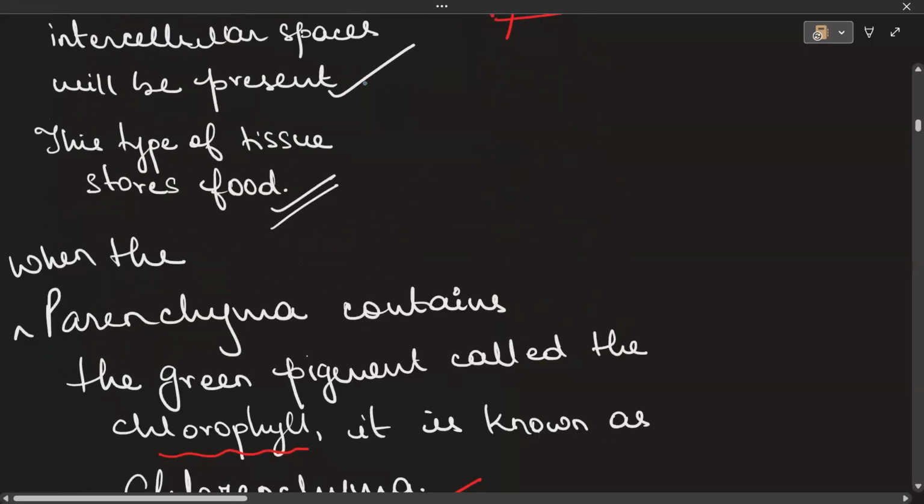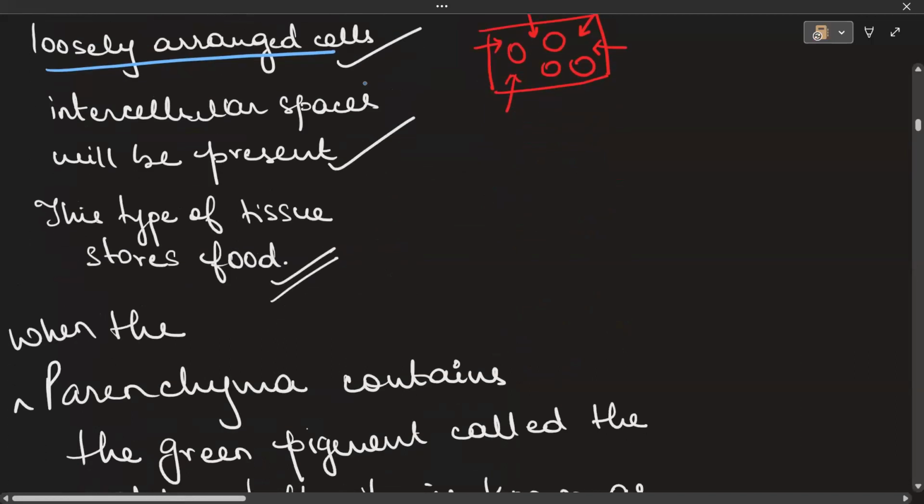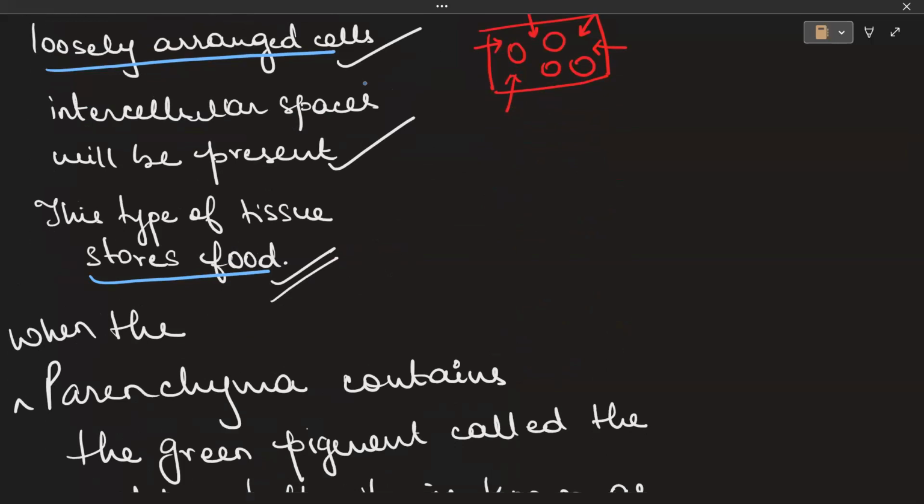Now, what is the function of parenchyma? It is to store the food. Food storage is the function of parenchyma. Is it clear? Yes, ma'am.